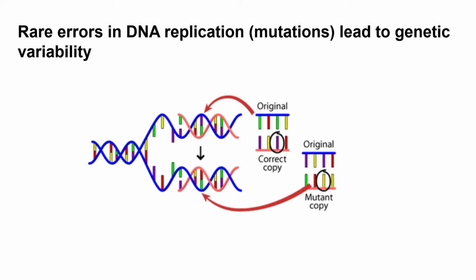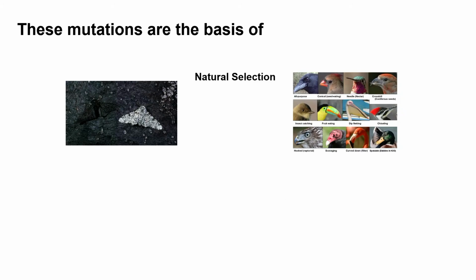This is really that mutations, or the rare errors that occur during DNA replication, are what leads to genetic variability. And so mutations which happened in either you or your ancestors define what you are. And these mutations are really the basis of natural selection.